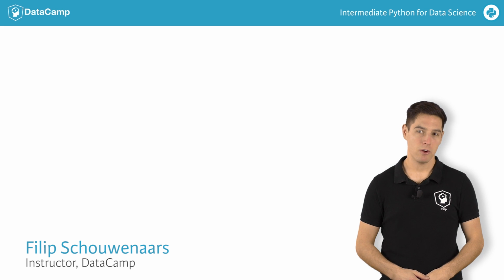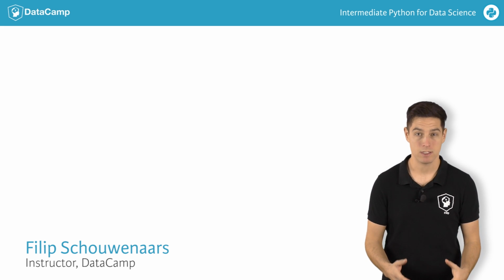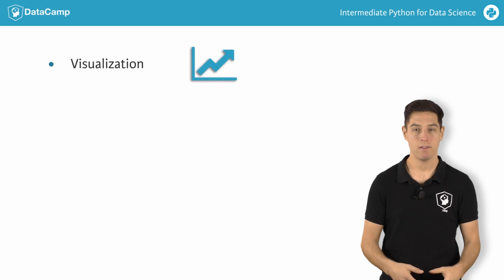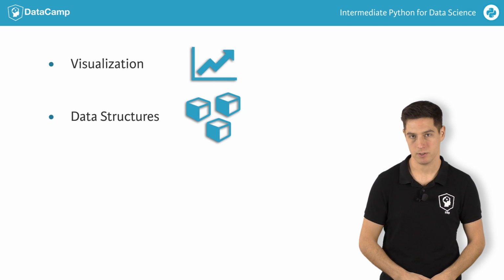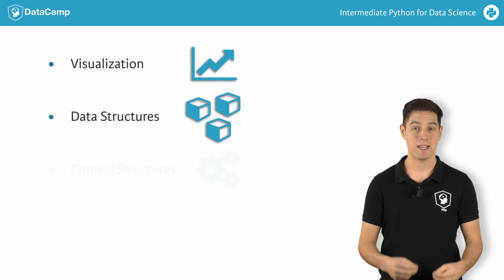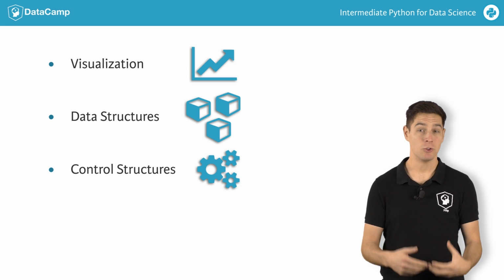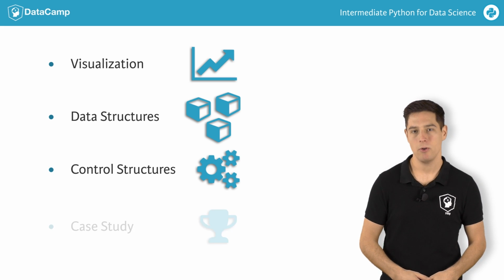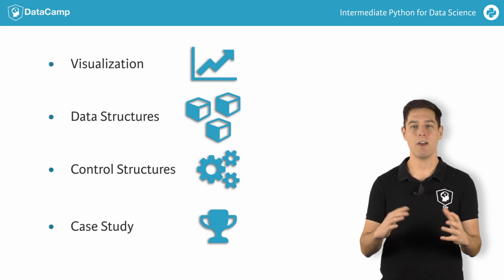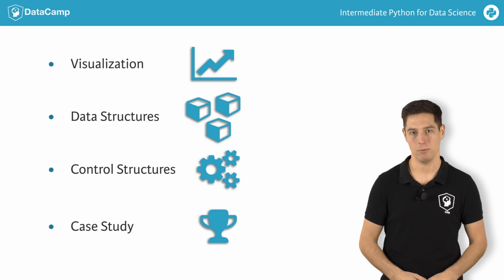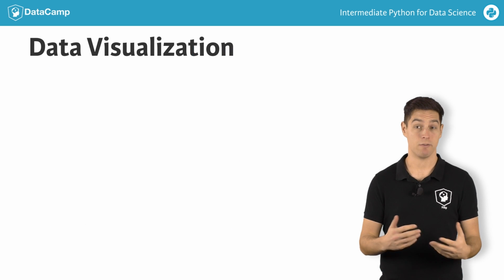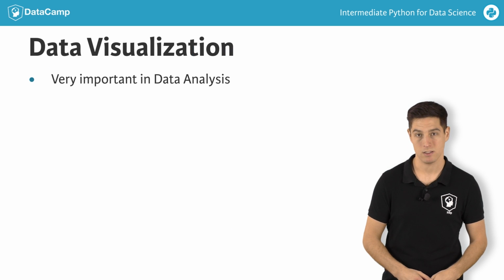In this intermediate Python course, we will further enhance your Python skills specifically for data science. You will learn how to visualize data and to store data in new data structures. Along the way, you will master control structures, which you will need to customize the flow of your scripts and algorithms. We'll finish this chapter with a case study, where you'll blend together everything you've learned to solve a cool problem. This first chapter is about data visualization, which is a very important part of data analysis.